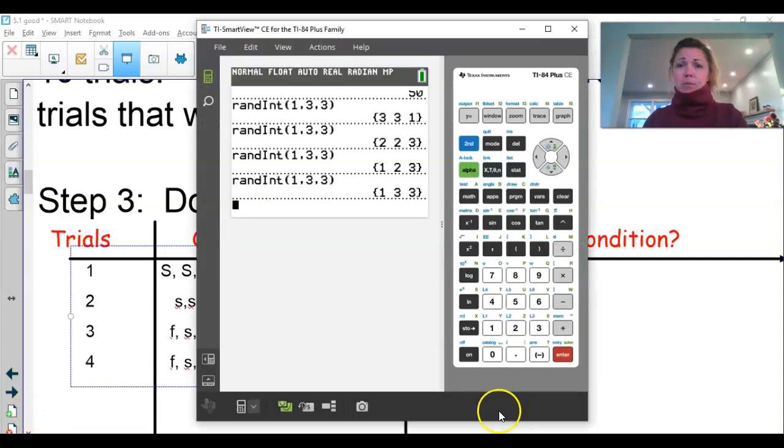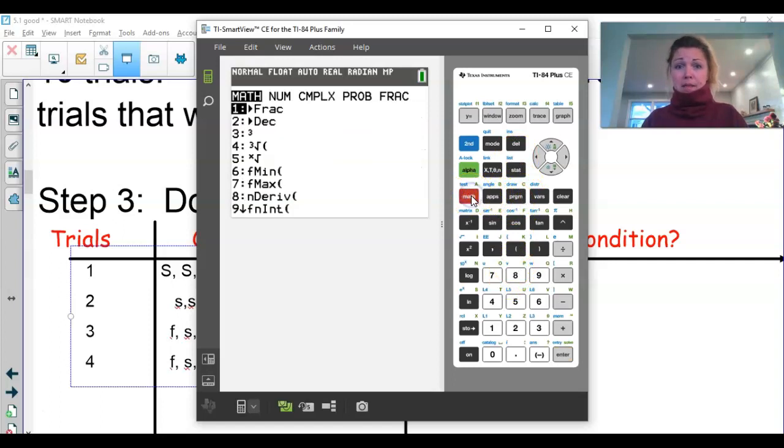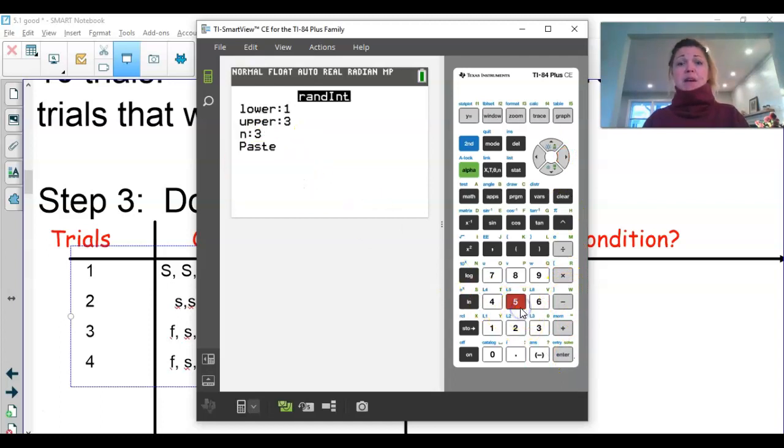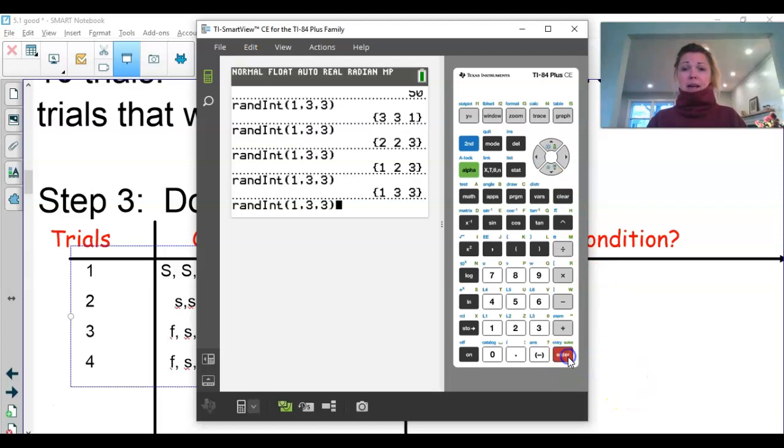And if you want to see one more time just how to get that random integer, here's how you get it. We hit math. We arrow over to PRB or PROB. We go to random integer. For me, that is number 5. I have my minimum number of the numbers I'm representing and my maximum number. So 1, 2, and 3 I'm representing. So I put a 1 and then a 3. N means I'm pulling out 3 tickets, okay? And then I'm going to hit paste, enter.